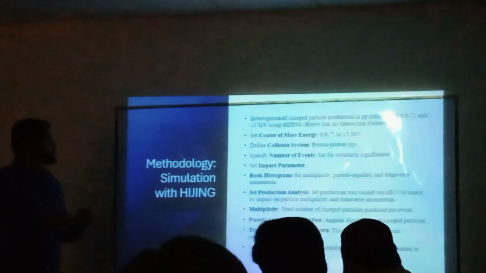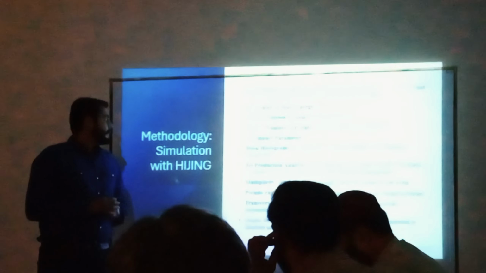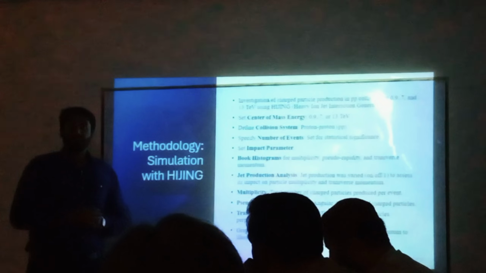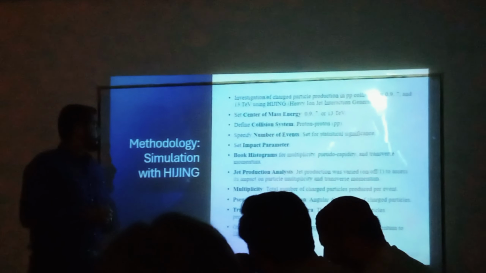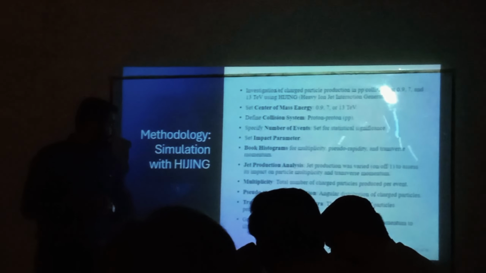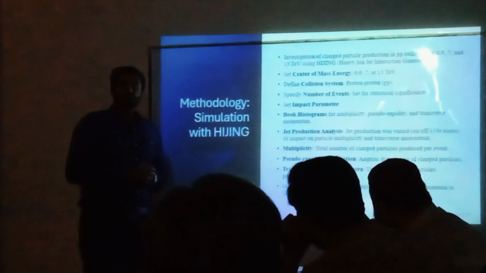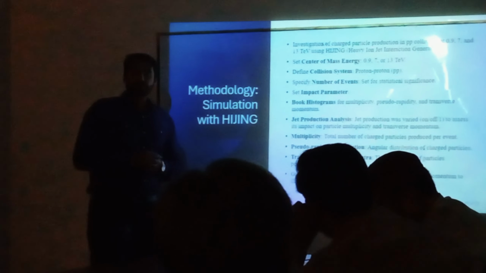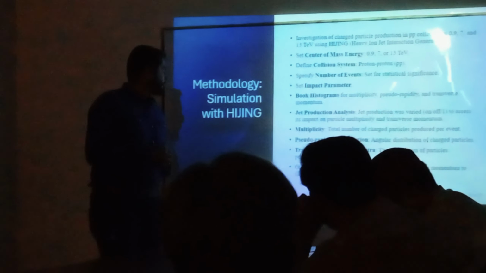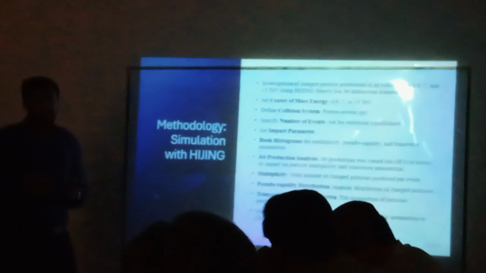So for that, first of all, we have to set the center of mass energies, which I mentioned. Then we have to set the collision system. In our case, we are using proton and proton, and then we have to specify the number of events to check the statistical significance. And then we have to set parameters. After setting parameters, we can book the histograms for multiplicity, pseudorapidity, and the transverse momentum. And after that, we also have to check the jet analysis.